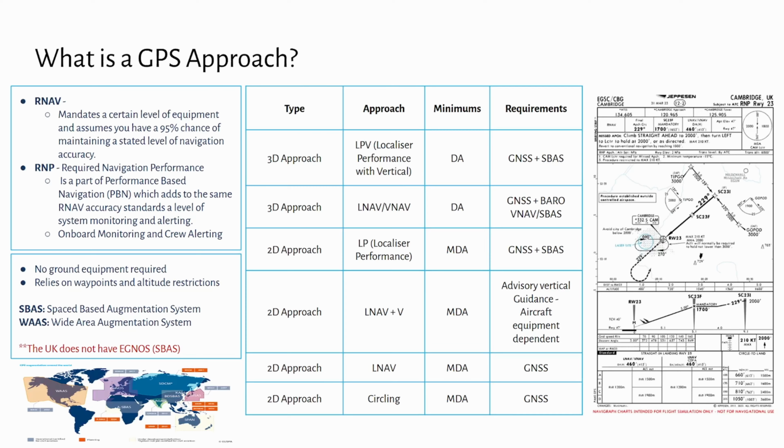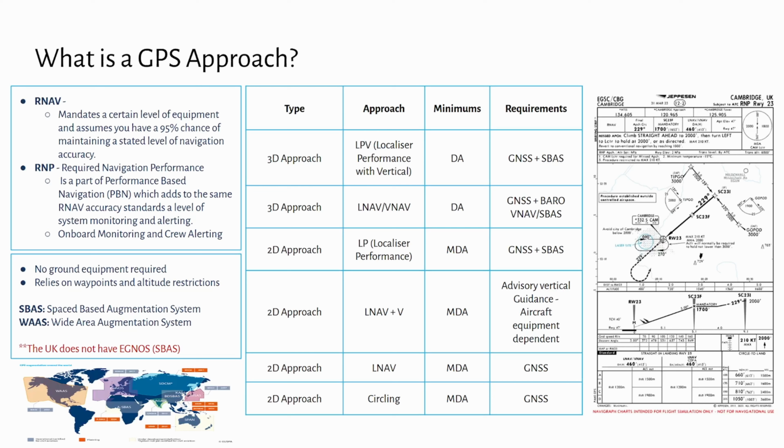Now the requirements for this are either a GNSS standard and a Baro VNAV. But that is aircraft dependent, and not all aircraft have it. So something like a 737 might have it, but it's important you check what your aircraft is equipped with before flying this approach. Or you could have SBAS, one of the two. But generally, you need to check what your aircraft has before flying this approach. And the minimums can be lower or they can be the same, as you can see in this example at Cambridge.